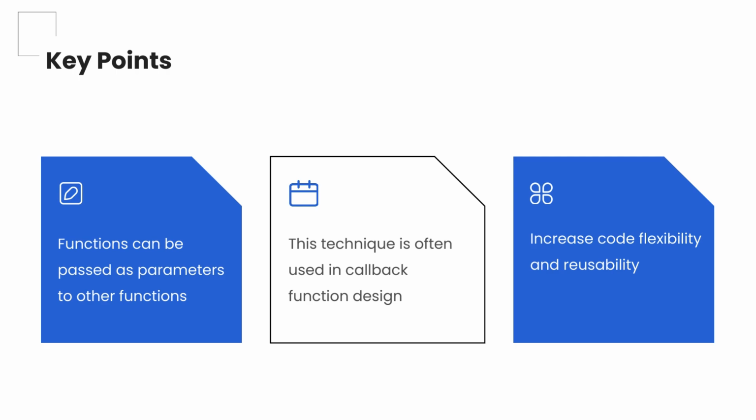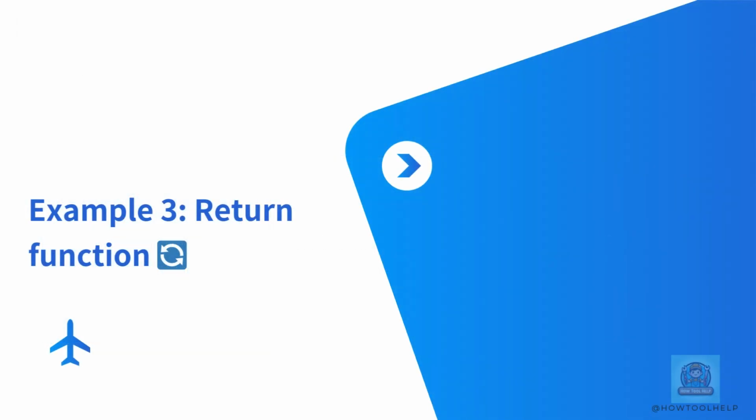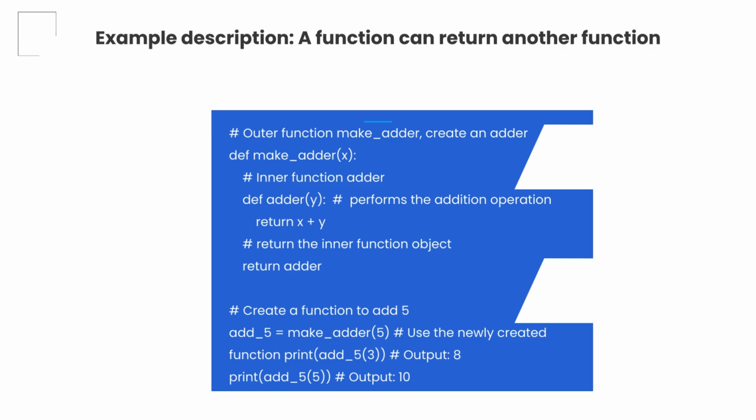Key takeaways. Functions can be passed as arguments to other functions. This technique is commonly used in designing callback functions. It enhances code flexibility and reusability. Example 3. Returning functions. The third example demonstrates how a function can return another function.